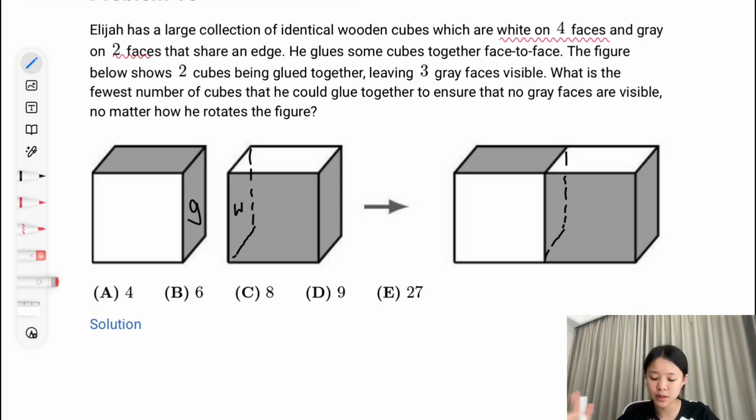And then the problem tells us that we want to reduce it so that no gray faces are visible and with the fewest number of cubes. So what we want to do is we want to maximize every pair of sides that are glued together. They should both be gray. So basically you would be gluing only gray sides together, as that'll maximize the number of gray faces you can hide while minimizing the number of cubes that you actually use.